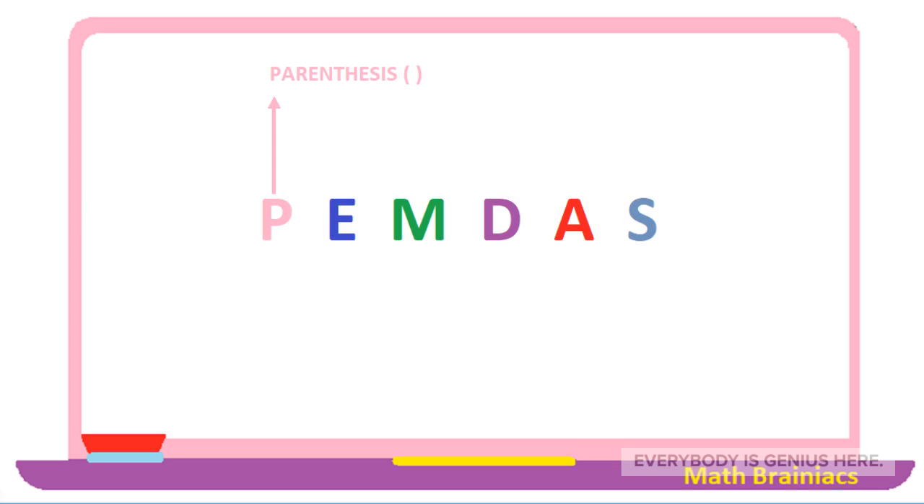To know the order of operations, we need to be aware of the PEMDAS rule. Letter P stands for parenthesis. E stands for exponent, like 4 to the power of 2, where 4 is the base and number 2 is the exponent. In this case, you are going to multiply 4 two times.